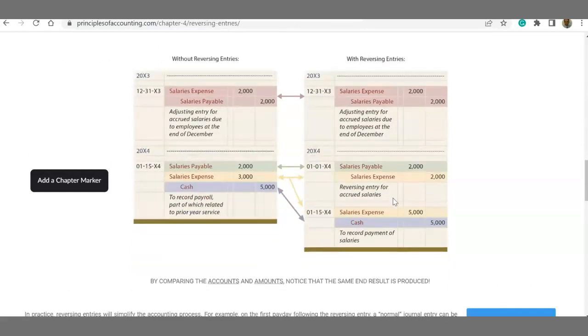Here is the difference. As you see, with reversing entries, we reduce the confusion and the possibility of making mistakes. So on January 1st, we do this journal entry, and then on January 15, the payroll department will do the normal job they always do without any possibility of making a mistake.